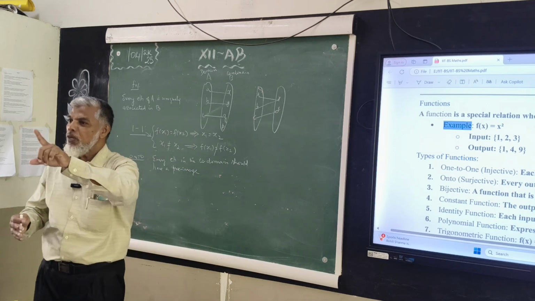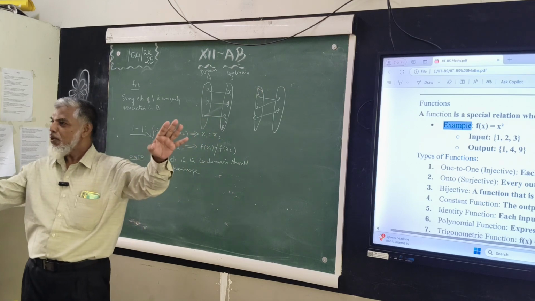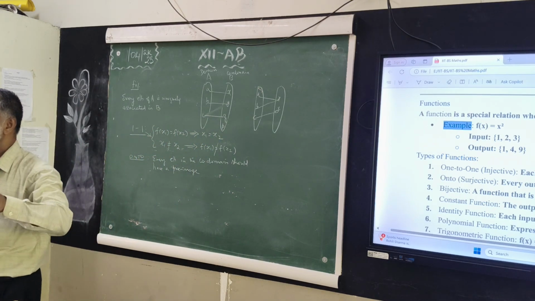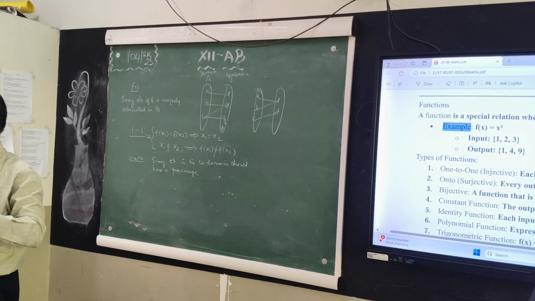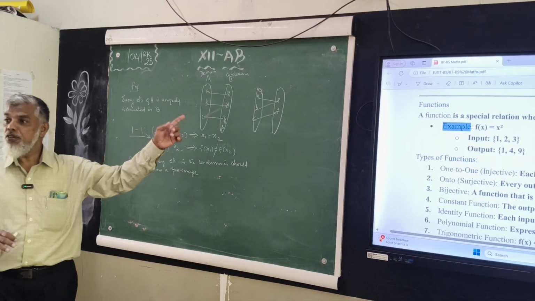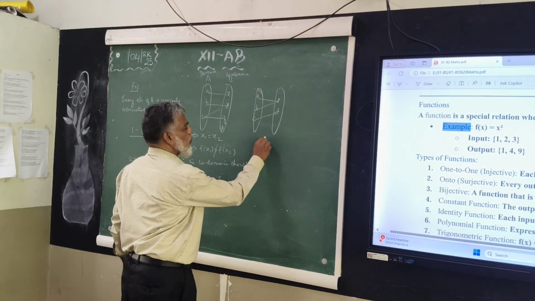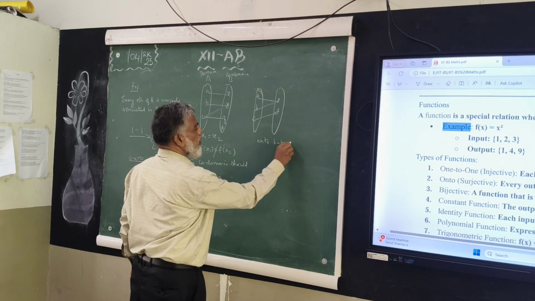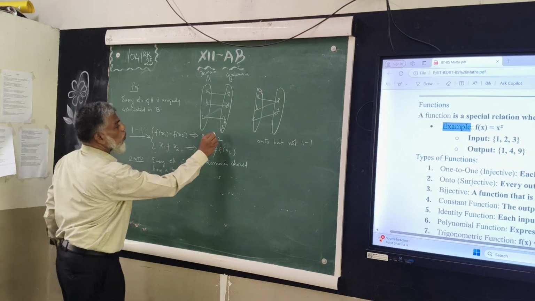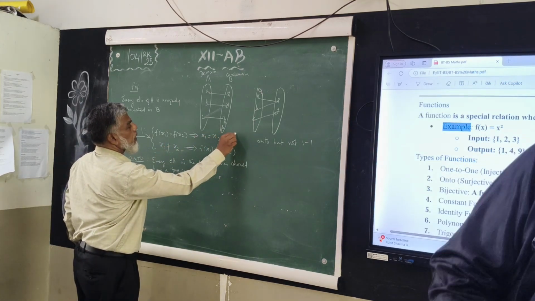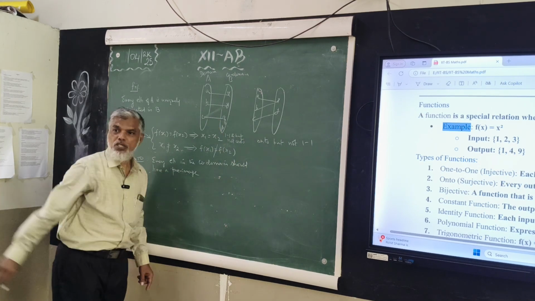That means no element is left out in the codomain. If some element is left out in the codomain, definitely that is not an onto function. So it is an example of onto but not 1-1. Here, 1-1 but not onto.